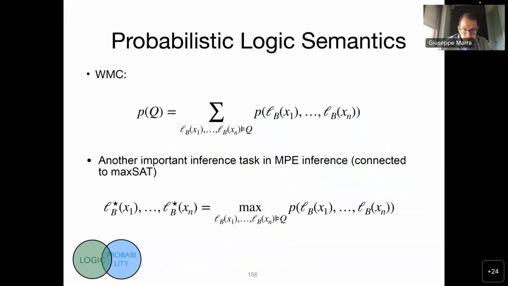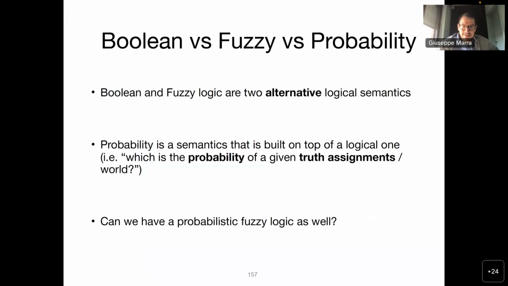So we've seen weighted model counting, where you actually sum over all the possible worlds. Another very connected task is the most probable explanation, where instead of summing, you take a max over all the possible worlds, because you want to find the world that is maximally probable given the probability distribution. So the ones that satisfy the query and that is most probable. And I just want you to keep this in mind, because we will see in a moment why this is interesting.